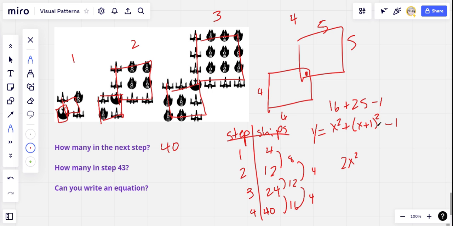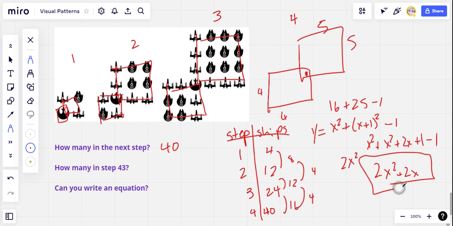But I think I'm going to go ahead and FOIL this out and add the like terms and so forth. So we've got an x squared. And foiling this, we'd have x squared plus 2x plus 1. And then we've got our minus 1. So x squared and x squared is 2x squared. That's good. That's what we thought it was going to be. And then we've got 2x. And the plus 1 minus 1 go to 0. So this is our equation: 2x squared plus 2x.